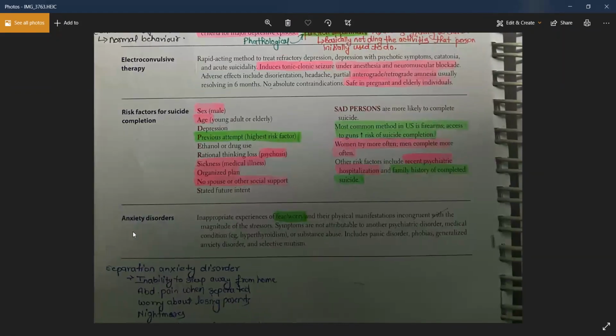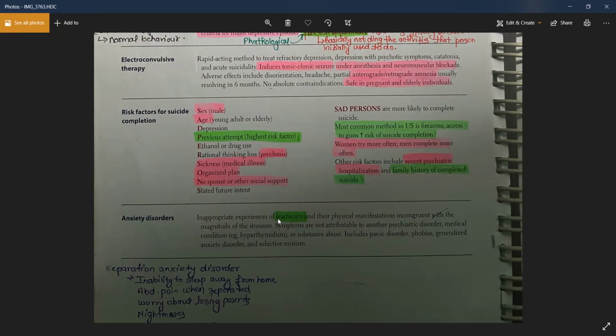Now come the anxiety disorders. In this case, a patient will have an excessive worry about a certain situation or multiple situations. So a feeling of excessive worry about multiple situations.